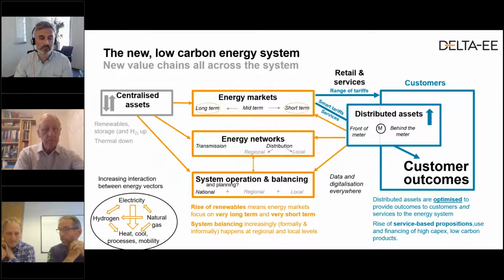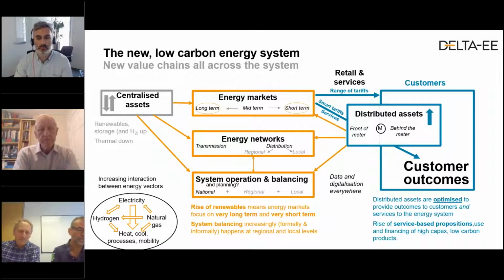So John, perhaps would like to talk to this? Yeah, so this slide's a lot more complicated than the last one, but I think the energy system is becoming much more complex. The two big changes are on the left on the centralized assets. So those centralized assets are becoming less about thermal power generation and much more about renewables, in many cases weather dependent renewables. And on the right hand side, customers, the blue box and distributed assets.